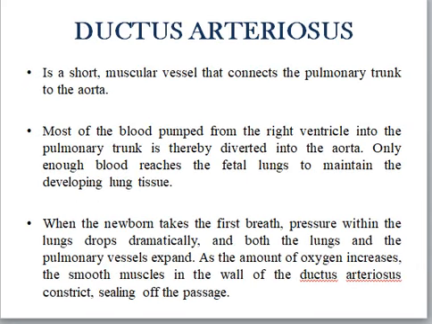The second shunt is the ductus arteriosus. It is a short muscular vessel that connects the pulmonary trunk to the aorta. Most of the blood pumped from the right ventricle into the pulmonary trunk is thereby diverted into the aorta. Only enough blood reaches the fetal lungs to maintain the developing lung tissue.